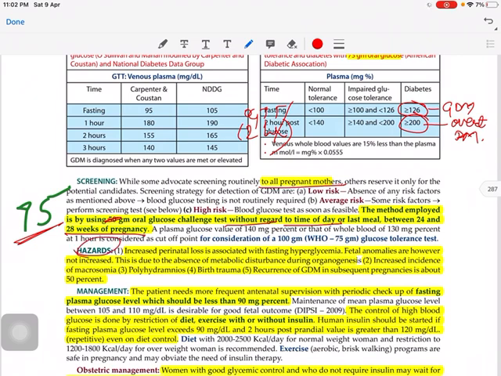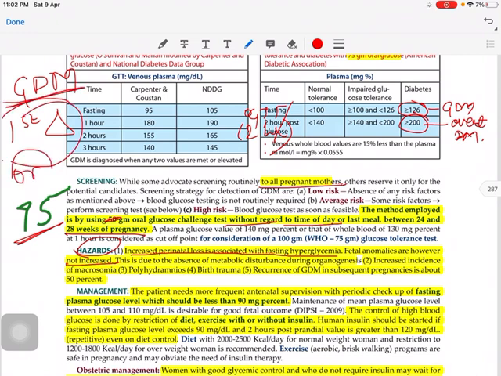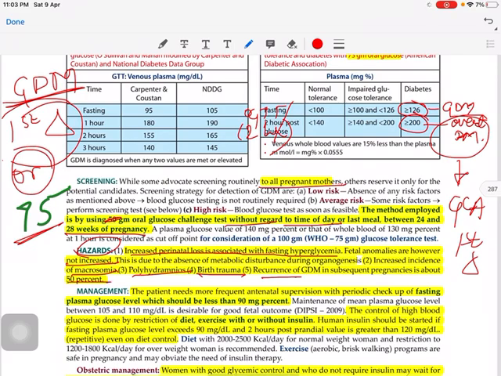So what are the hazards of diabetes? Increased perinatal losses are associated with fasting hyperglycemia. Fetal anomalies are not increased in gestational diabetes mellitus, because the first trimester has been surpassed, and in the first trimester organogenesis occurs. So in gestational diabetes mellitus there is no reason for gross congenital anomalies, but in overt diabetes mellitus we have gross congenital anomaly risk because it occurs during the first trimester itself, because the disease is present from the very beginning. Increased incidence of macrosomia, polyhydramnios, birth trauma, and recurrence increases in 50% of the pregnancies.